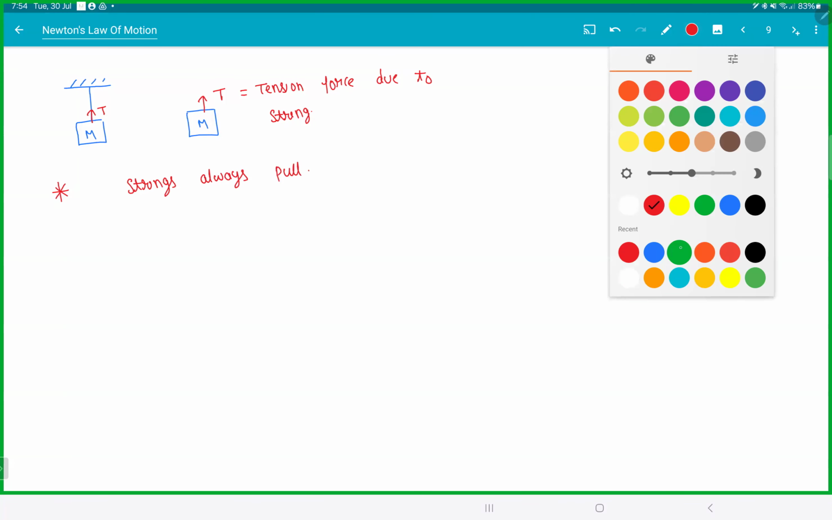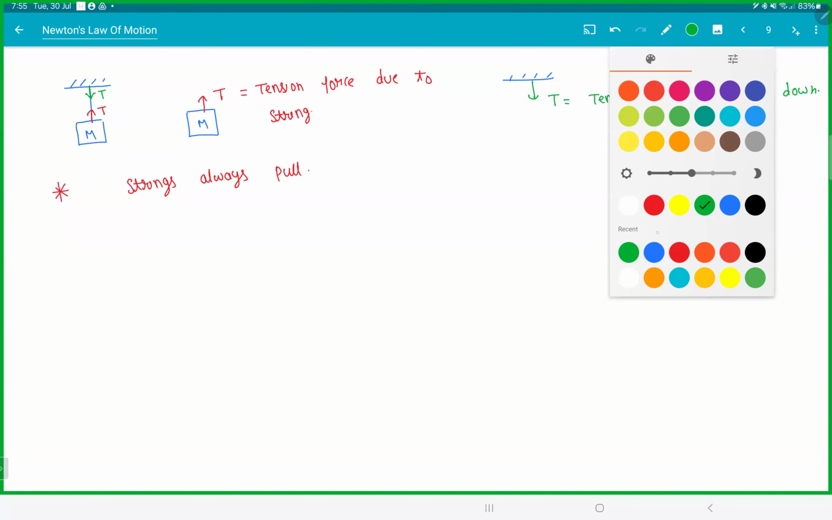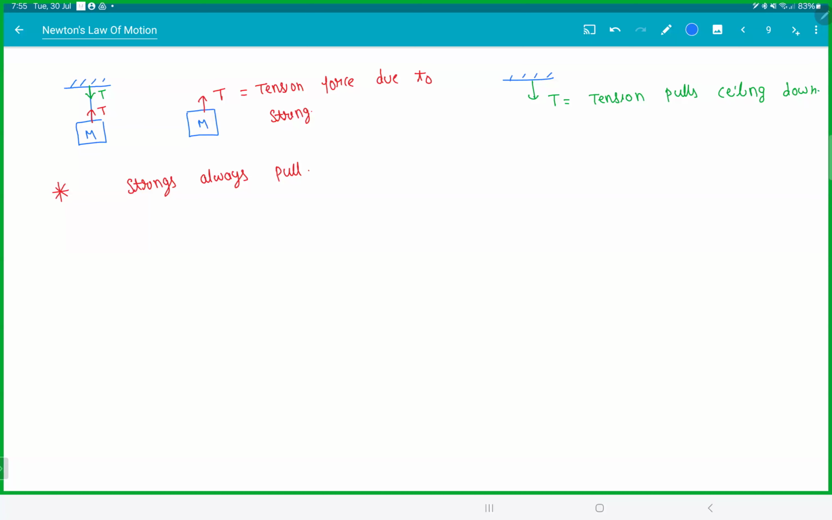Meaning in this scenario, if you look at this, the same tension is pulling the ceiling down. If you look at the ceiling, the tension pulls the ceiling down, and the tension pulls the block up. So simply, strings always pull. Think of it like this: if you're hanging onto a pull-up bar, or just hanging onto a ceiling, you're pulling the ceiling down, and the ceiling is pulling you up. Strings always pull. That is the main idea.